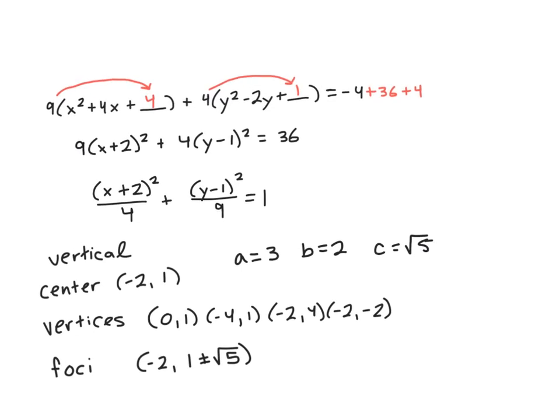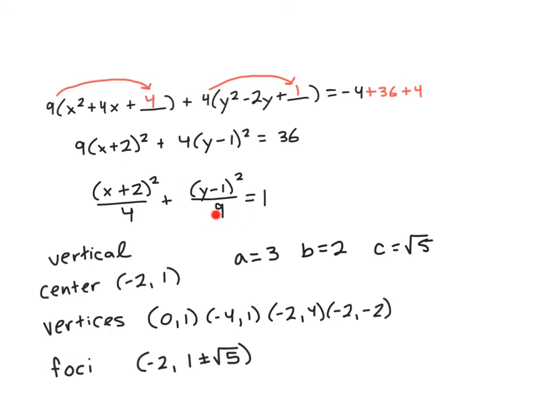Okay, for this problem, once again, we have to complete the square twice. When we complete the square for our x trinomial, we're actually adding 36 to both sides, and when we complete the square for our y, we're actually adding 4. And then when we set our equation equal to 1, we should end up with (x + 2)² over 4 plus (y − 1)² over 9 equals 1.